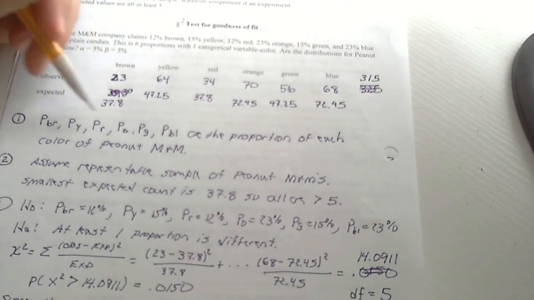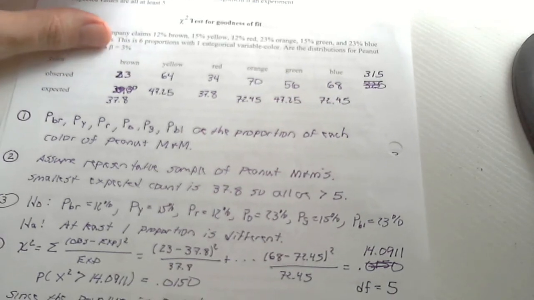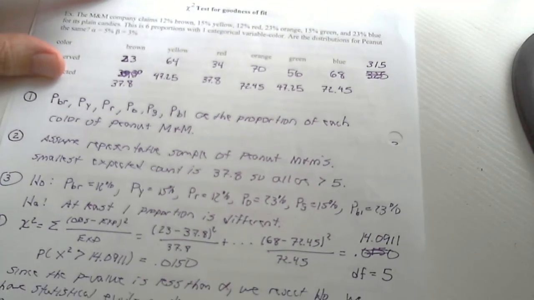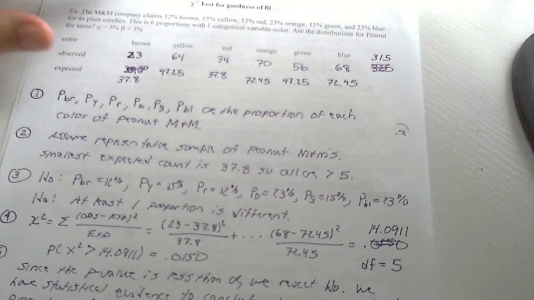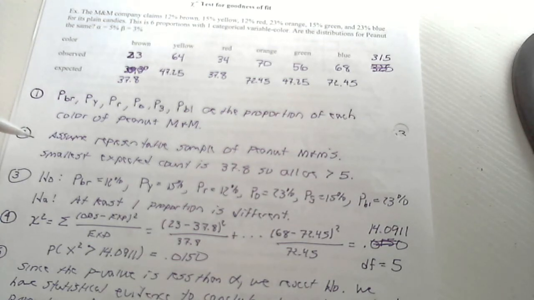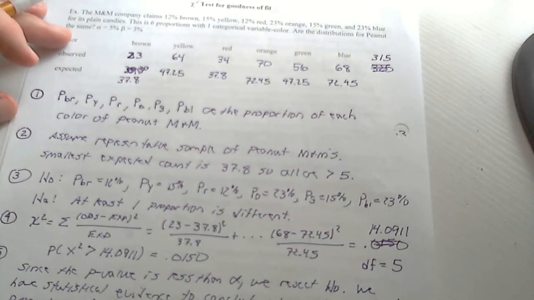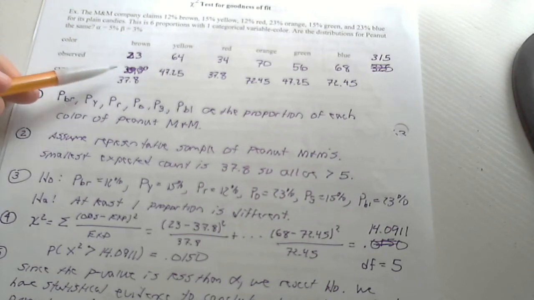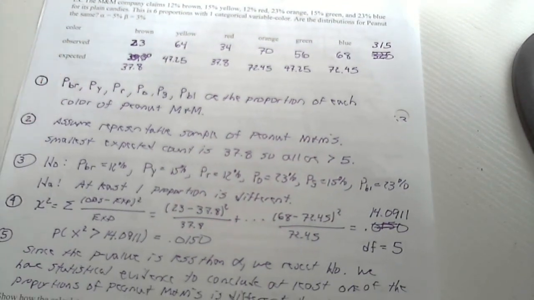All right, we write our hypotheses. A little tedious because we have all these different proportions, but we're just defining what things are: p brown, p yellow, etc. They're the proportion of each color of peanut M&M. We're going to assume a representative sample. I got these from Walmart, and so typically you would think whatever distribution factory they came from is all the same and there's no bias in the distribution of colors here. We report that my smallest expected count is 37.8. That's the smallest one, which means they are all greater than 5, so that condition is met.